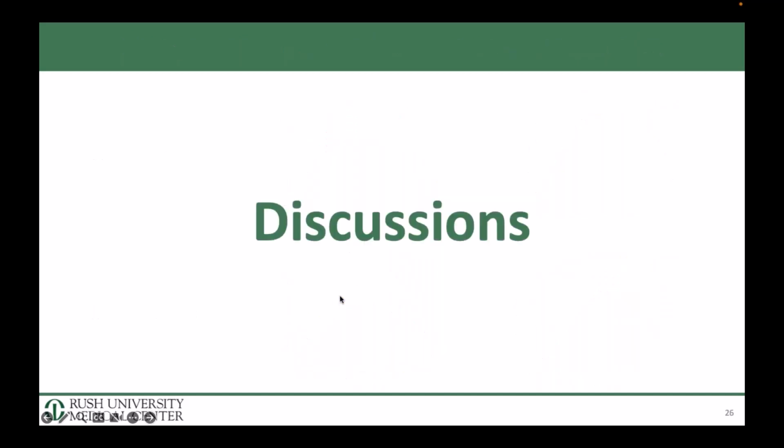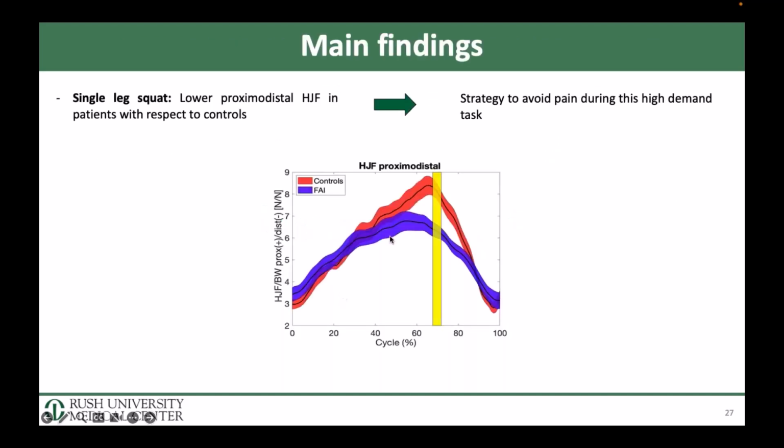So, discussion. I've actually already talked about the graphs, but I just want to highlight the main points. In single leg squats, we have lower proximodistal hip joint forces in patients with respect to controls. As I was saying before, I think it's the key point of the presentation. And so this is a strategy that's adopted by these patients to avoid pain during this high demand task, which is single leg squat. And here you can see the corresponding graph.